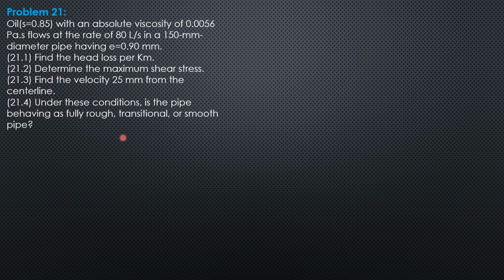Determine the maximum shear stress. Find the velocity 25 mm from the center line. And under these conditions, is the pipe behaving as fully rough, transitional, or smooth pipe? So for the head loss, we must compute the velocity first and then the Reynolds number to solve for the friction factor.